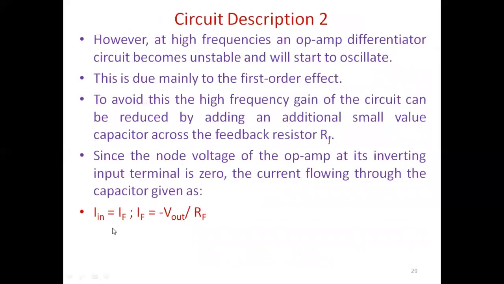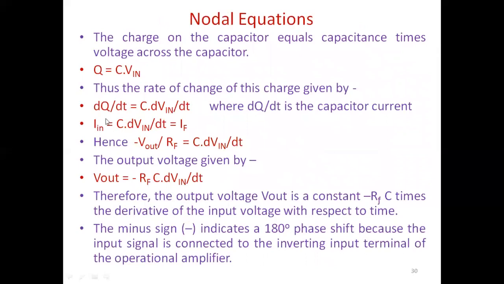Now the nodal equation. When you compare the nodal equation, input current equals feedback current. Feedback current is the current passing through the resistor, so feedback current equals minus V0 divided by RF. Generally, charge stored in a capacitor equals capacitance value times input voltage. For the rate of change of charge, we are differentiating Q with respect to t. Here also we are differentiating input voltage with respect to t, where dq by dt is the rate of change of charge, which is equal to capacitor current.